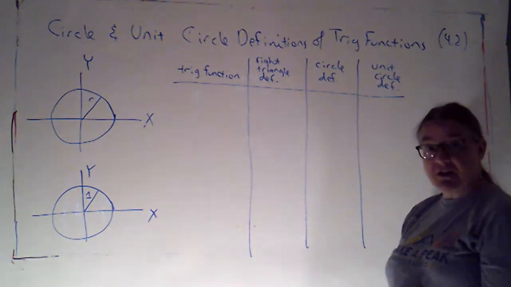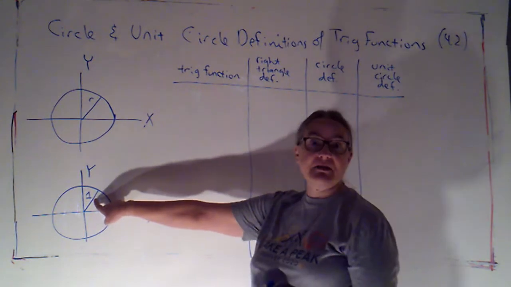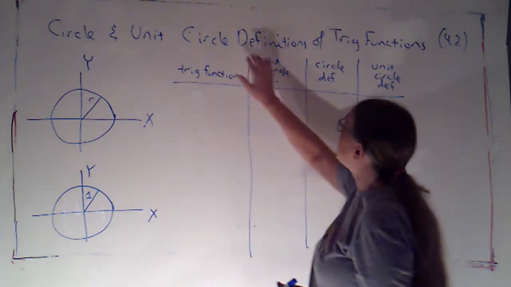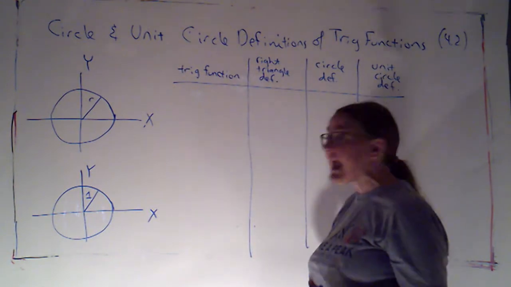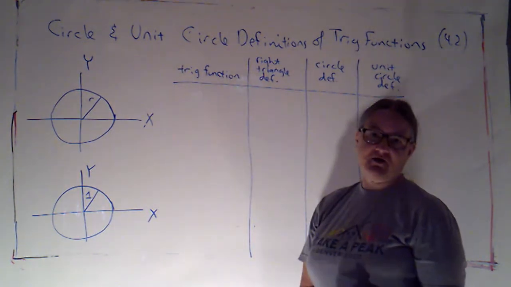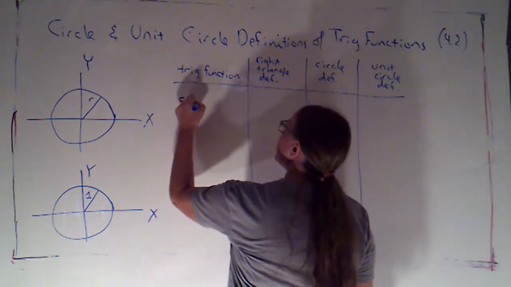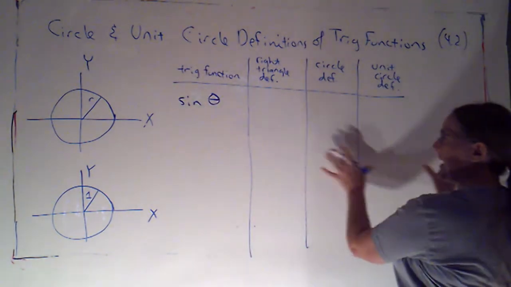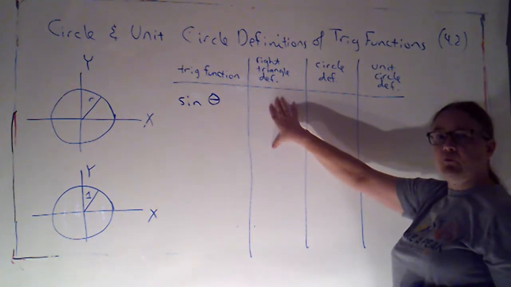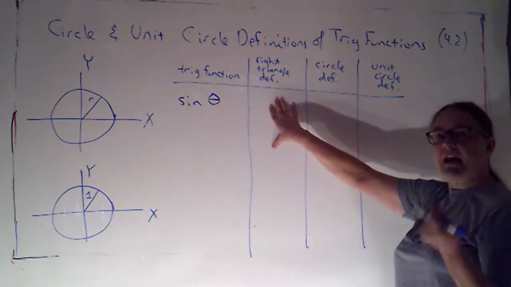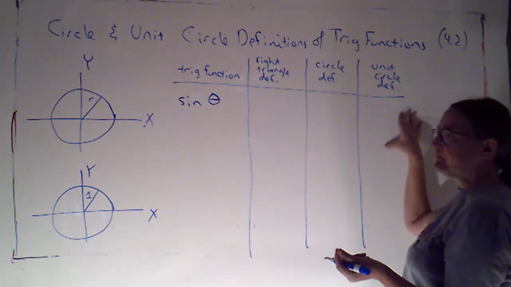The unit circle, of course, is just the circle centered at the origin where the radius happens to be 1. So when we look at the unit circle definitions of our trig functions, that's just a special case of the circle definitions. I'm going to start with sine of theta. I've got this table up here. We're going to go through the trig functions, remind ourselves of the right triangle definitions, and I'm going to show you how we can use that to get the circle definitions.